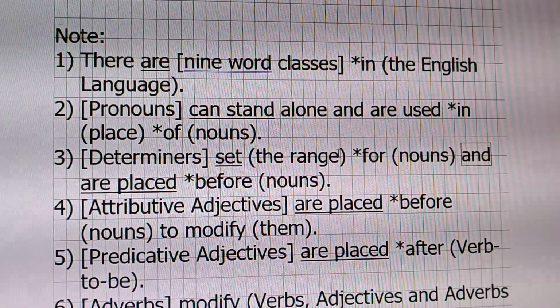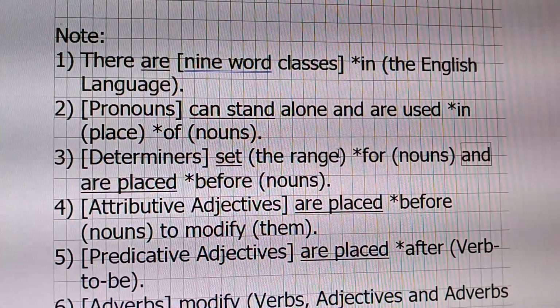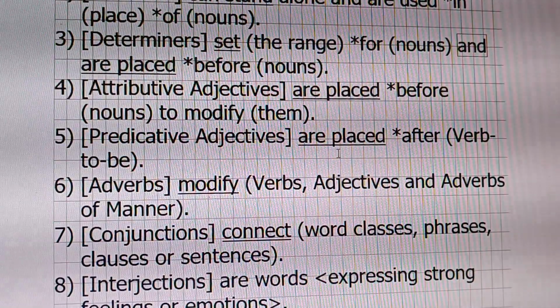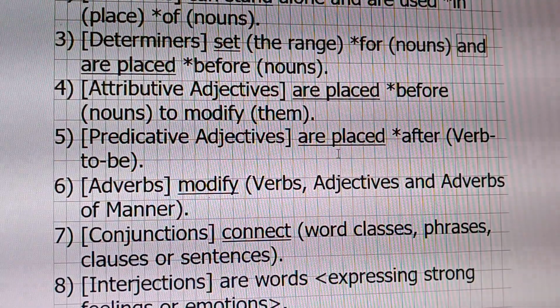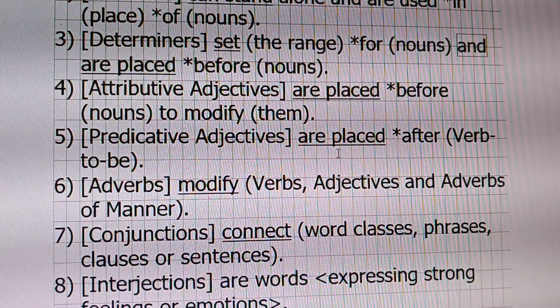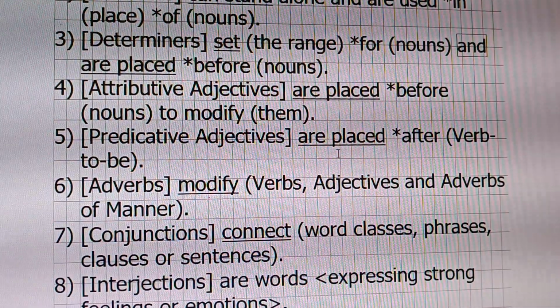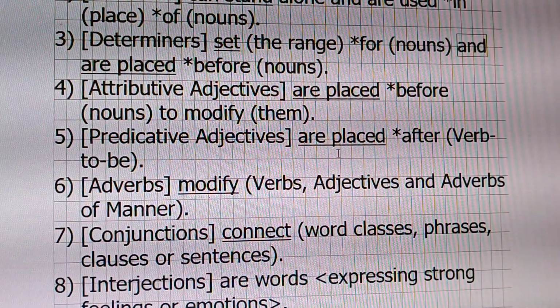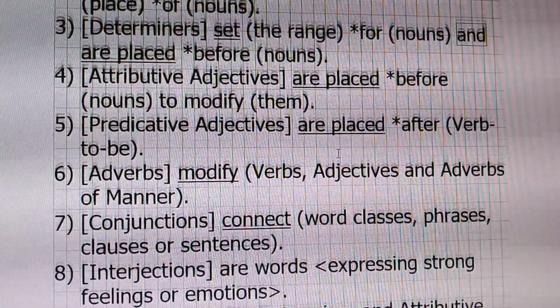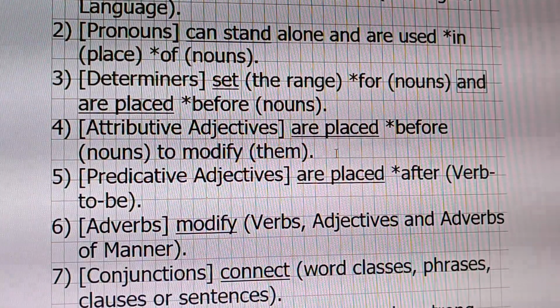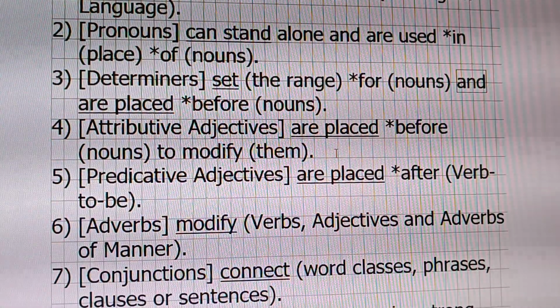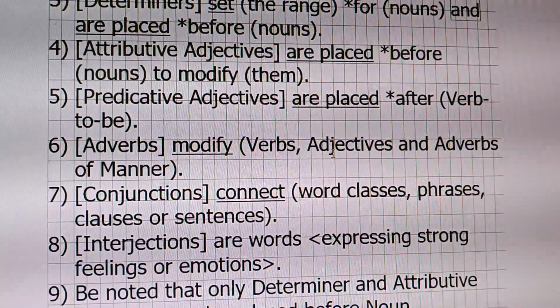Pronouns can stand alone and are used in place of nouns. Determiners set the range for nouns and are placed before nouns. Attributive adjectives are placed before nouns to modify them as well. Predicative adjectives are placed after the verb to be. Adverbs modify verbs, adjectives, and adverbs of manner.